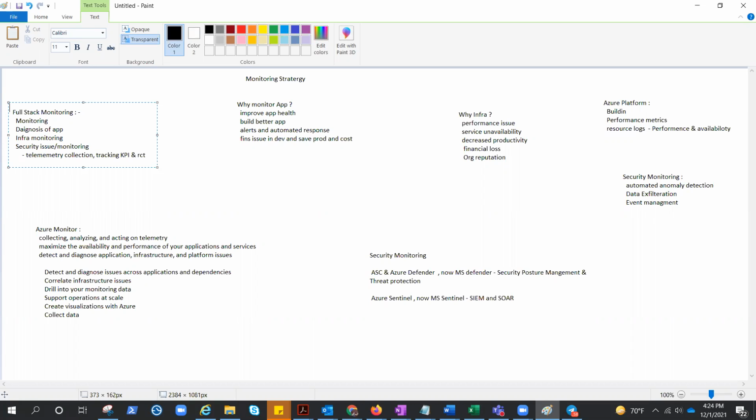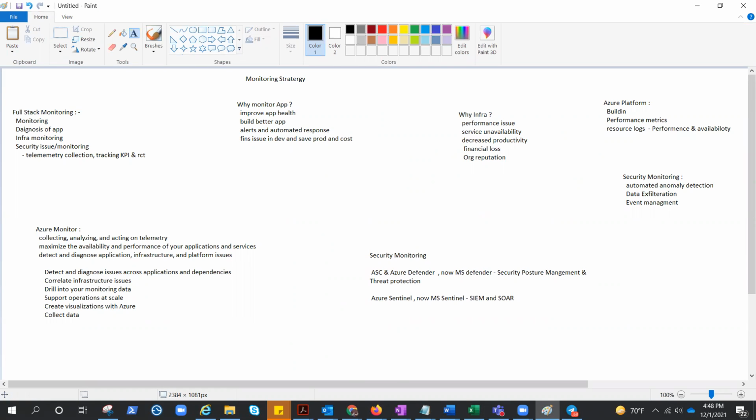By monitoring your application and infrastructure with a full stack approach, you respond to changes and issues appropriately and on time. Over time, your organization will become more productive, cost-effective, secure, and competitive. These are the benefits when you apply full stack monitoring, and you can easily understand why. We were talking about application monitoring, infrastructure, platform, and security. So let's try to understand one by one why we need to monitor.